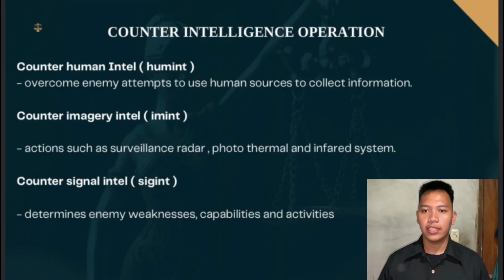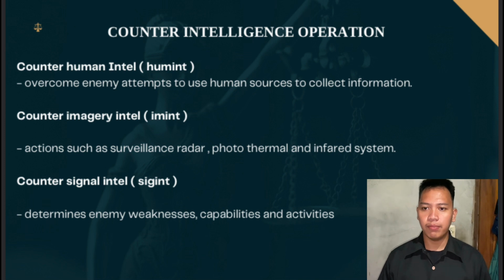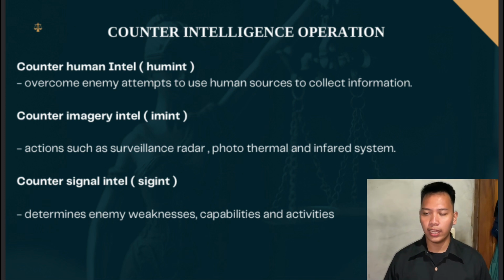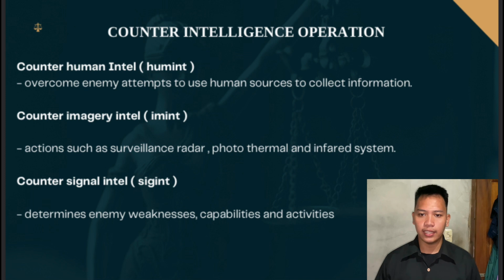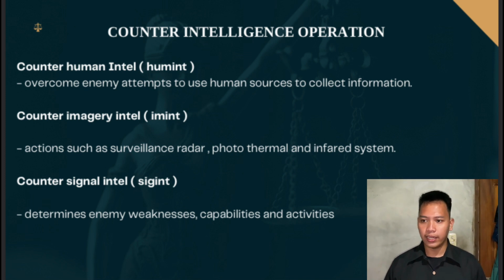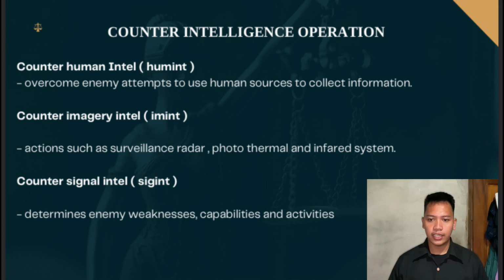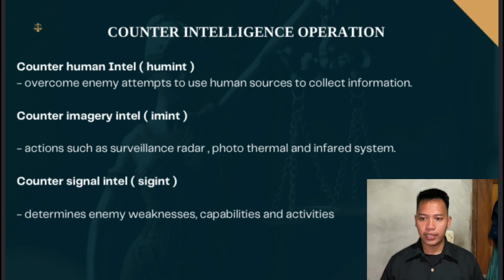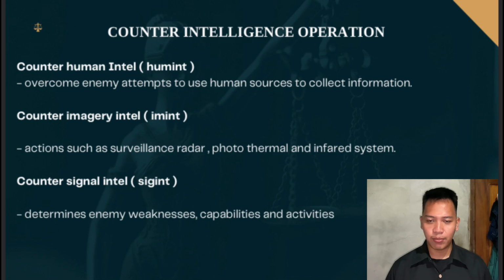Counterintelligence operation. Counter-human intel: overcome enemy attempts to use human sources to collect information. Counter-imagery intel: actions such as surveillance radar, photothermal, and infrared systems. Counter-signal intel: determine enemy weaknesses, capabilities, and activities.